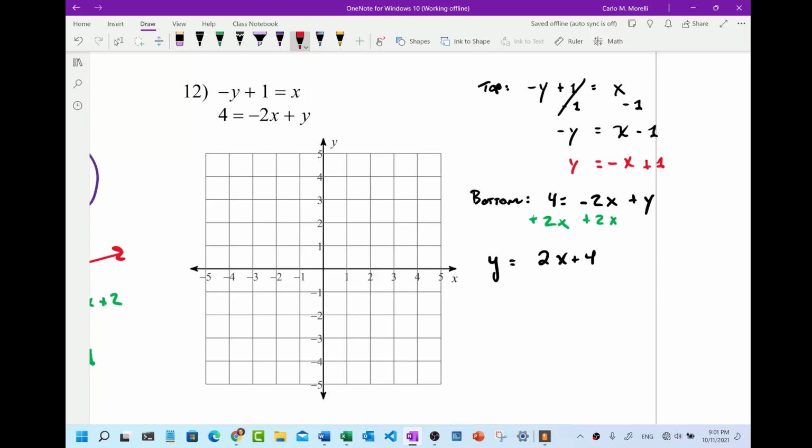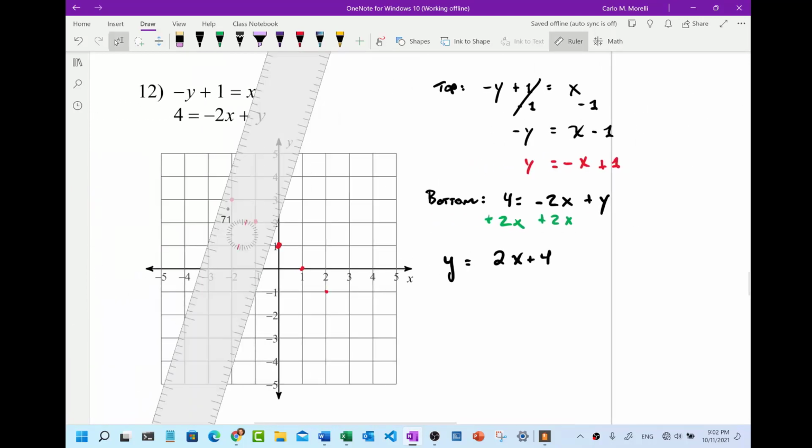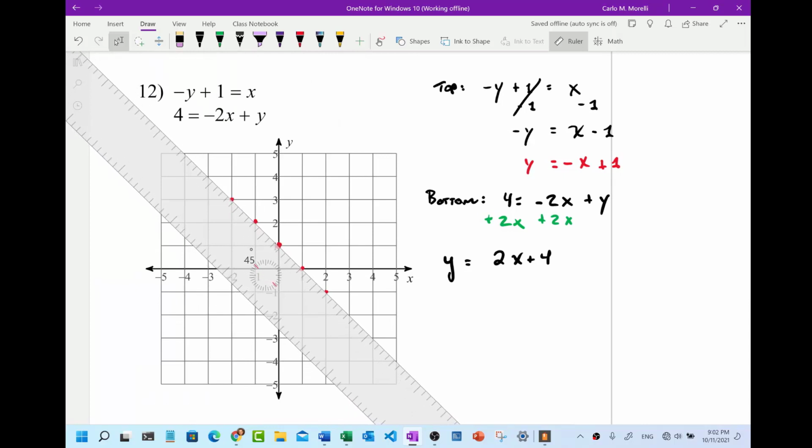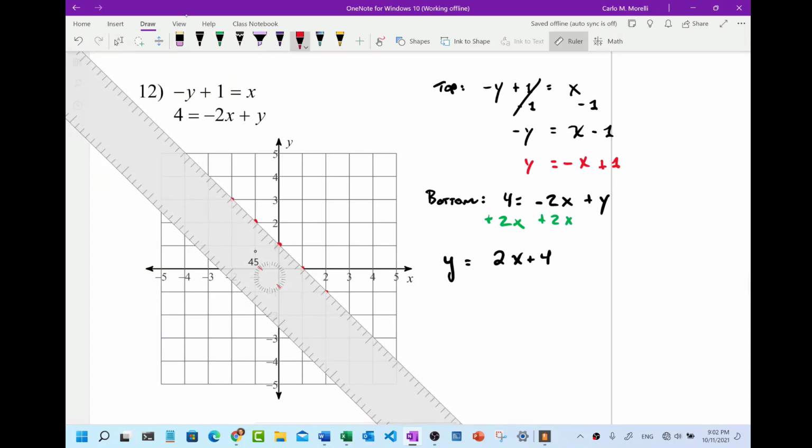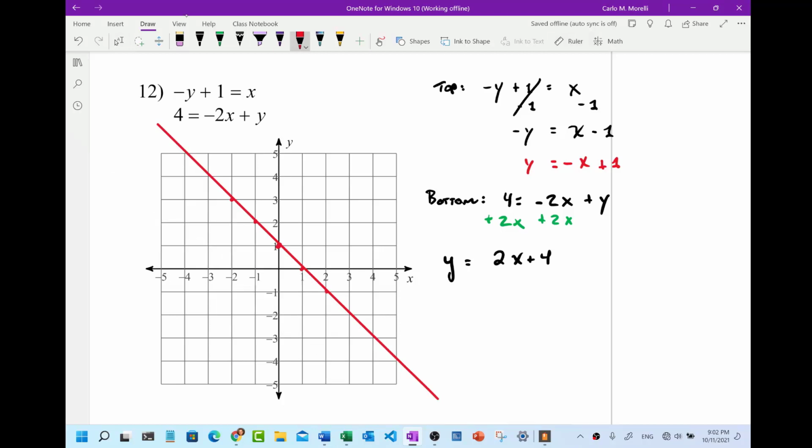Let's get to plotting. I've got here this top equation, y-intercept at 1, down 1 over 1. So it's going to be like this. And then we'll draw that in. Okay. And that is y equals negative x plus 1. Okay. Now let's do the bottom equation.